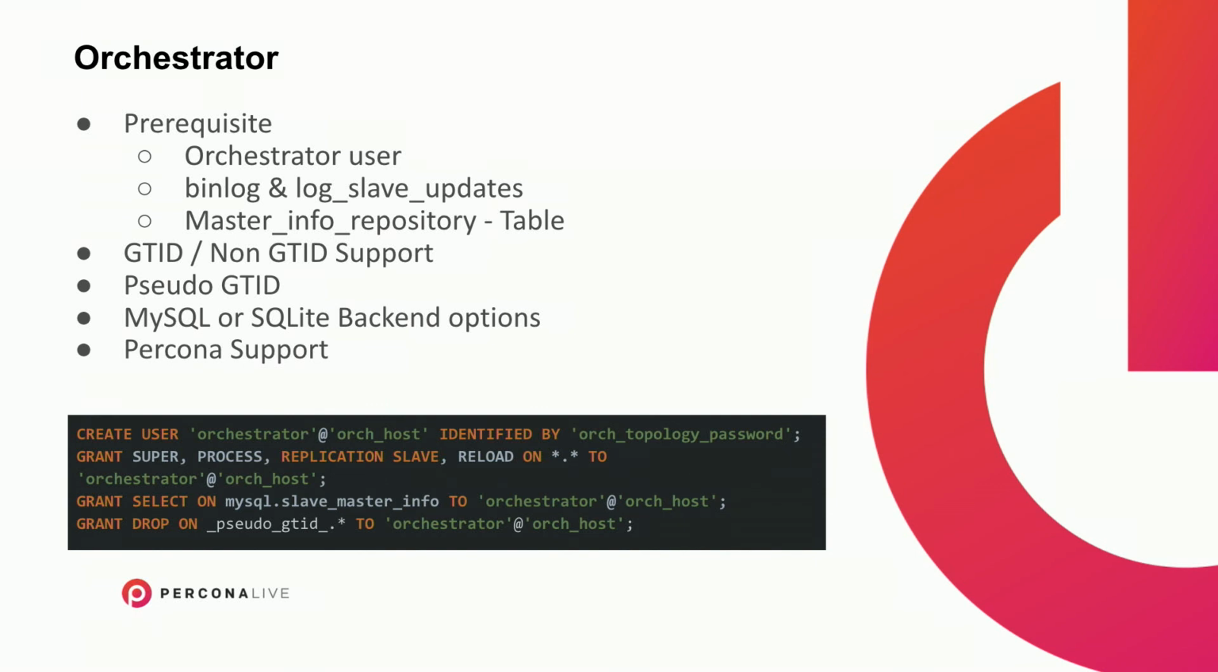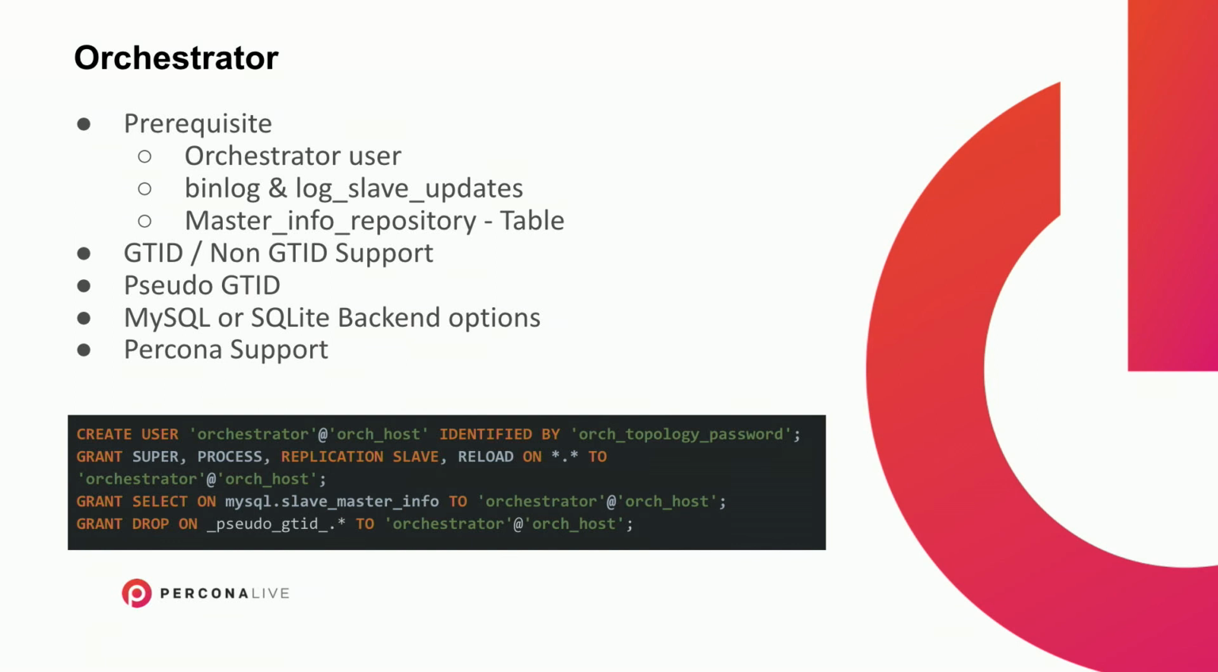The prerequisite for having Orchestrator in our environment is that we need a MySQL user for Orchestrator to connect to it, crawl the topology, and discover the replicas. Below you can see that there is a user created, and what privileges we need for connecting to Orchestrator and running all the processes in the Orchestrator. So the user is there.